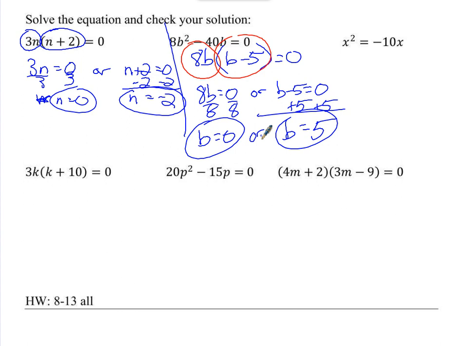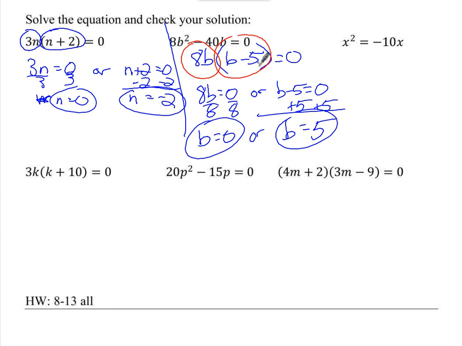Check it. Go back to the original problem. If I plug 0 in up here, what does that first term turn into? 0. And then what does that second term turn into? So I have 0 minus 0. 0 times 40 is 0. So I have 0 minus 0, which is hopefully 0.